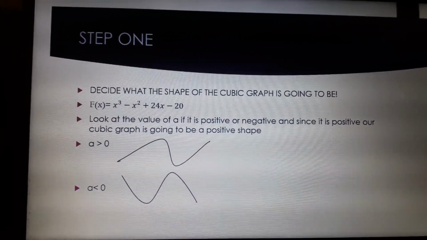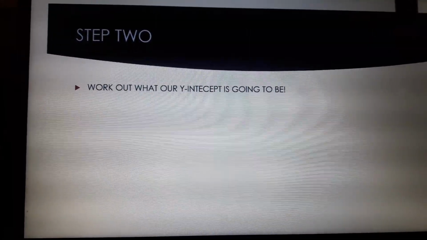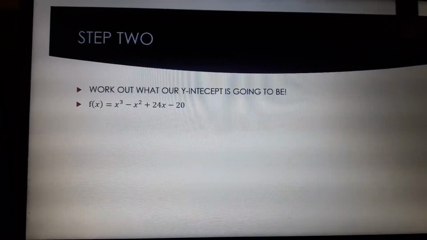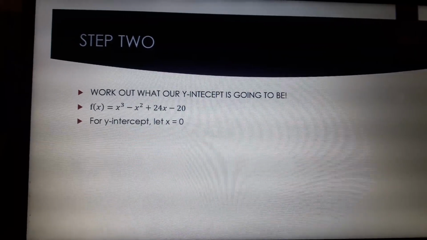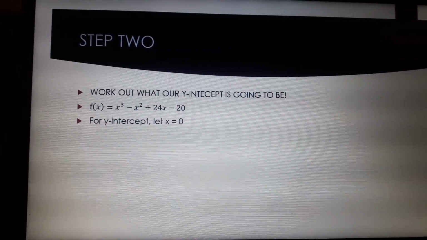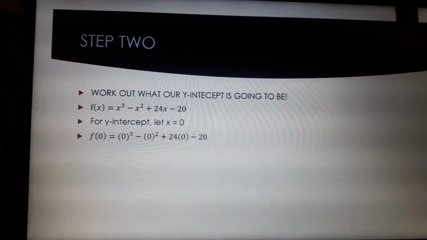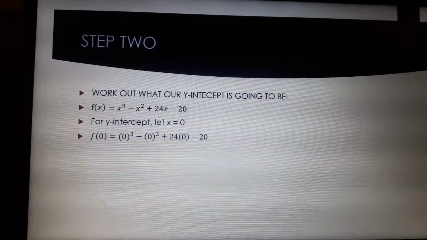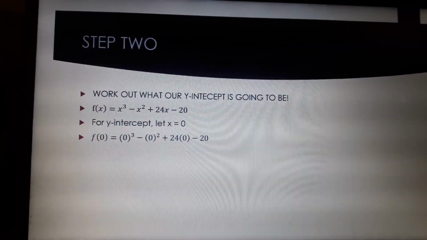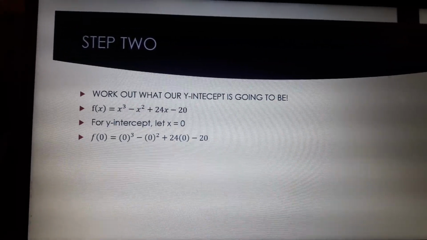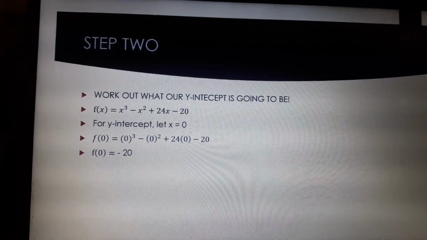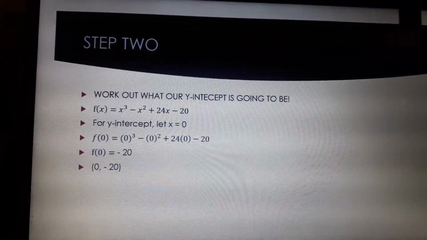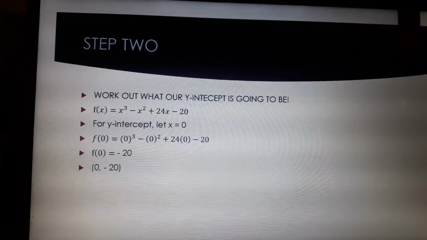So moving further on, step 2, we work out our y-intercept. For the y-intercept we let x equal 0, and where there is x we substitute 0, and then we work out our y-intercept, which in this case is negative 20. Therefore our coordinates there are (0, -20).